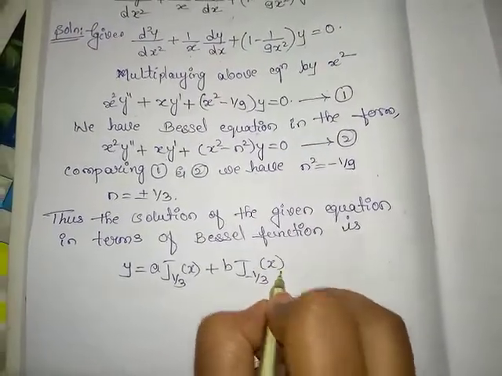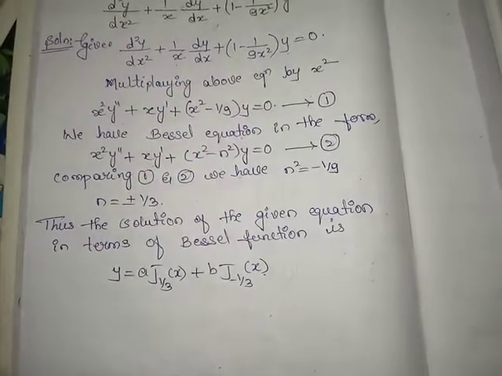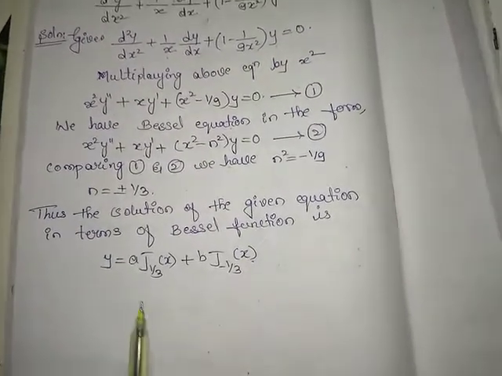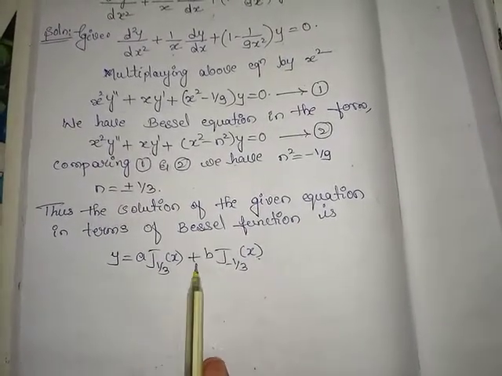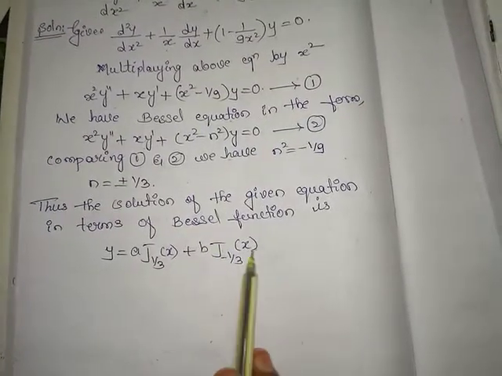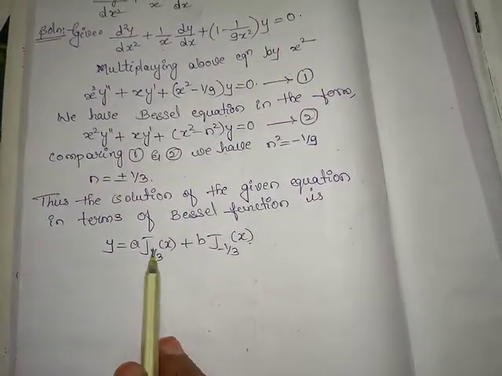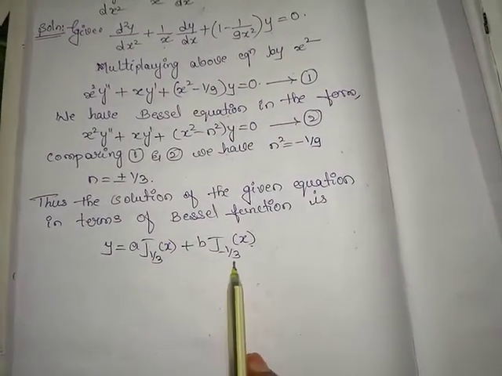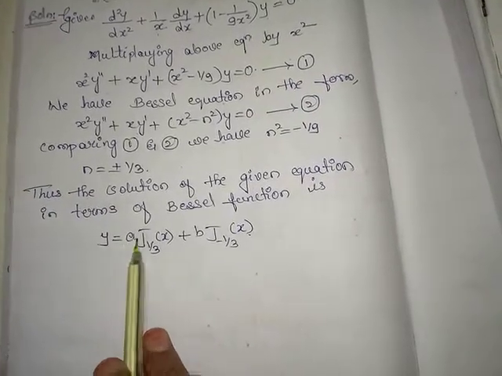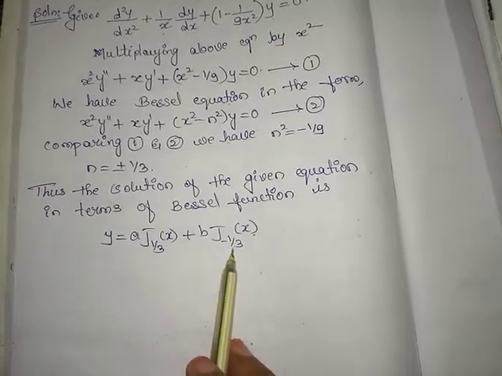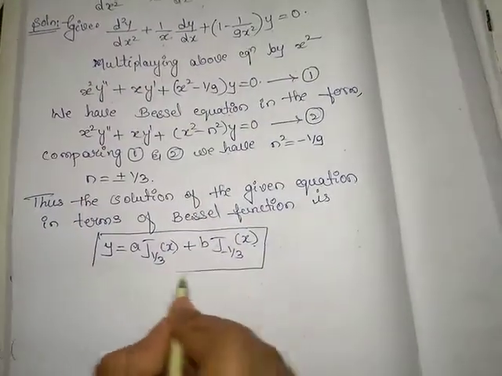We know that for an equation reducing to Bessel equation, the standard solution is y is equal to a into J n of x plus b into J minus n of x. Here n value is plus or minus 1 by 3. Just substitute n as 1 by 3 and n as minus 1 by 3. You will get the solution y is equal to a into J 1 by 3 of x plus b into J minus 1 by 3 of x, which is the required solution.